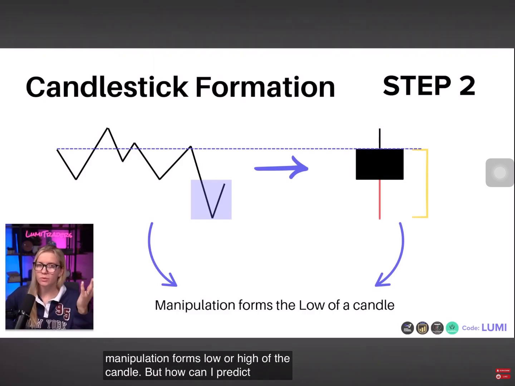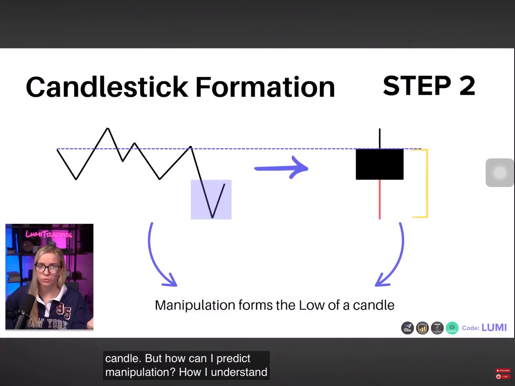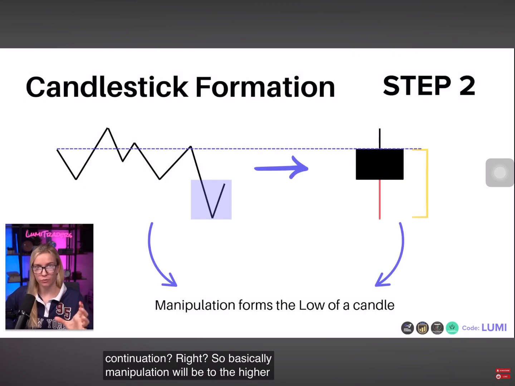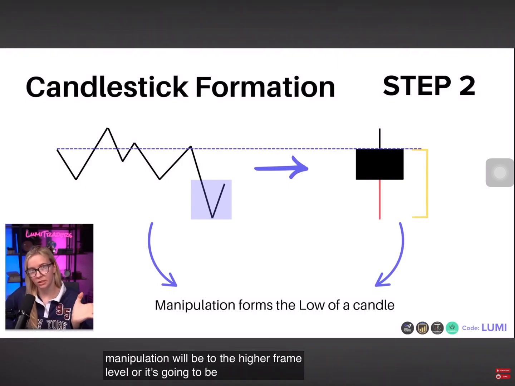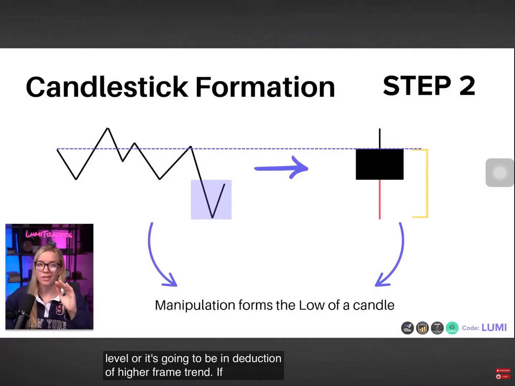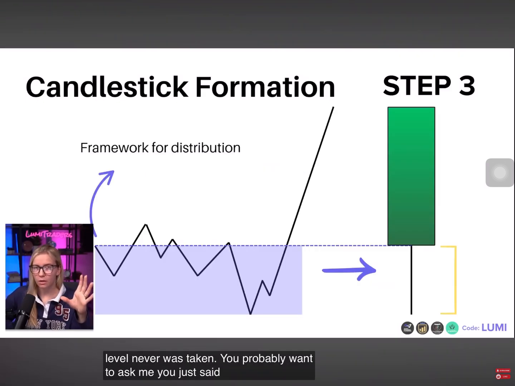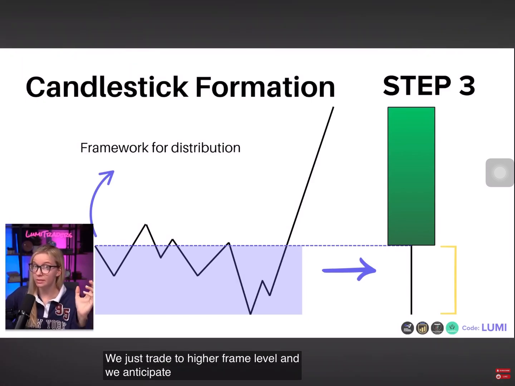But how can I predict manipulation? How do I understand if it's going to be manipulation or continuation, right? Basically manipulation will be to the high time frame level, or it's going to be in the direction of the high time frame trend if the high time frame level never was taken. You probably want to ask me, you just said continuation? We just trade to the high time frame level and we anticipate this as manipulation. How should I trade this?